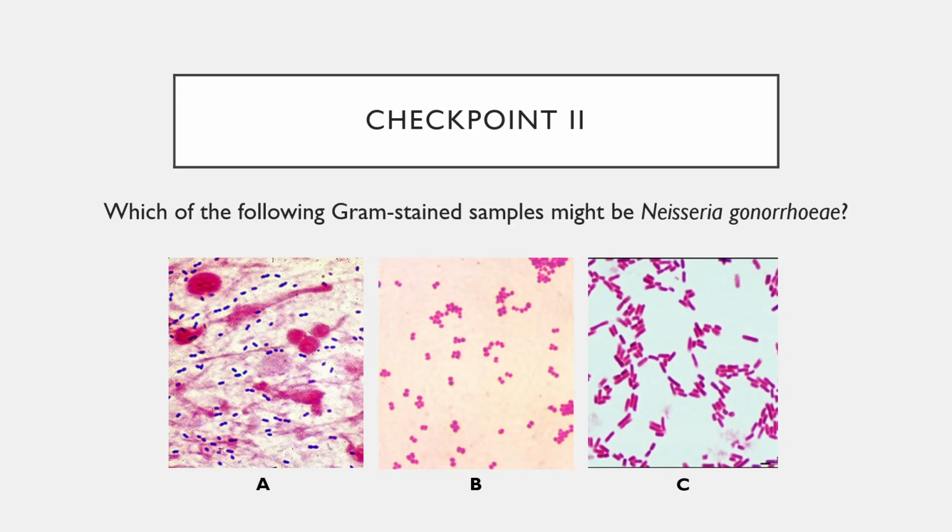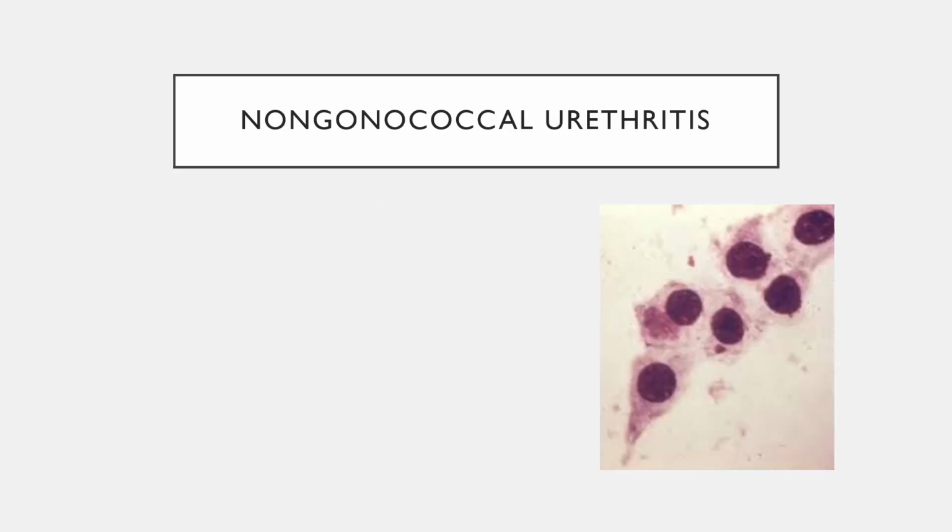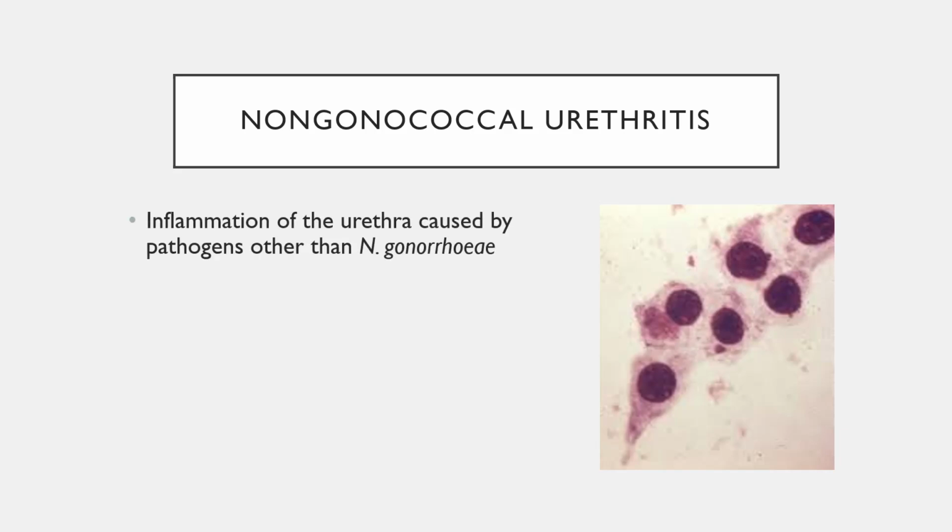Our next infection is non-gonococcal urethritis, and this sounds like quite a mouthful, but if we break it down, to be non-gonococcal means that it's not associated with Neisseria gonorrhoeae, and urethritis means inflammation of the urethra. This disease doesn't fit neatly into the category of a urinary disease or a reproductive disease because it does infect the urethra, but in women, it also infects the cervix and it's transmitted sexually.